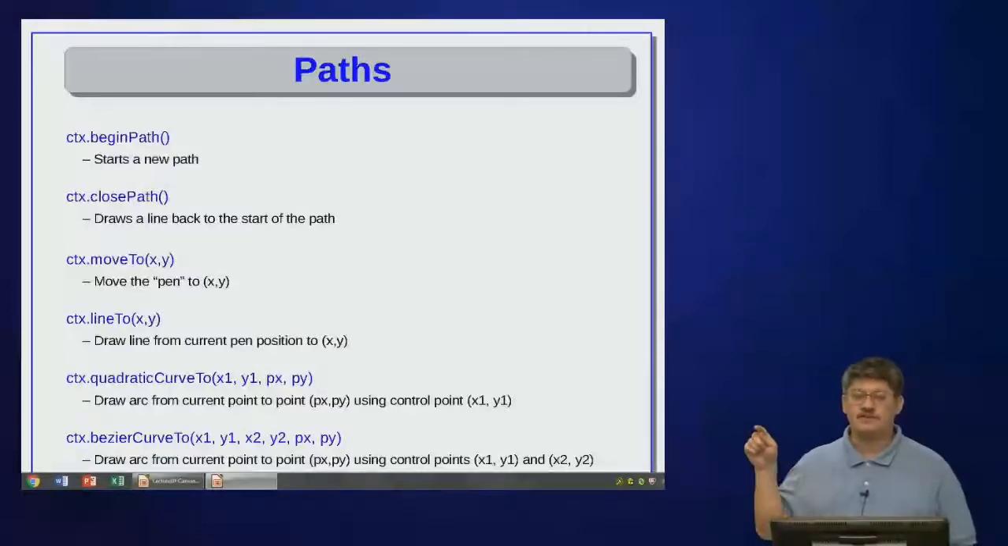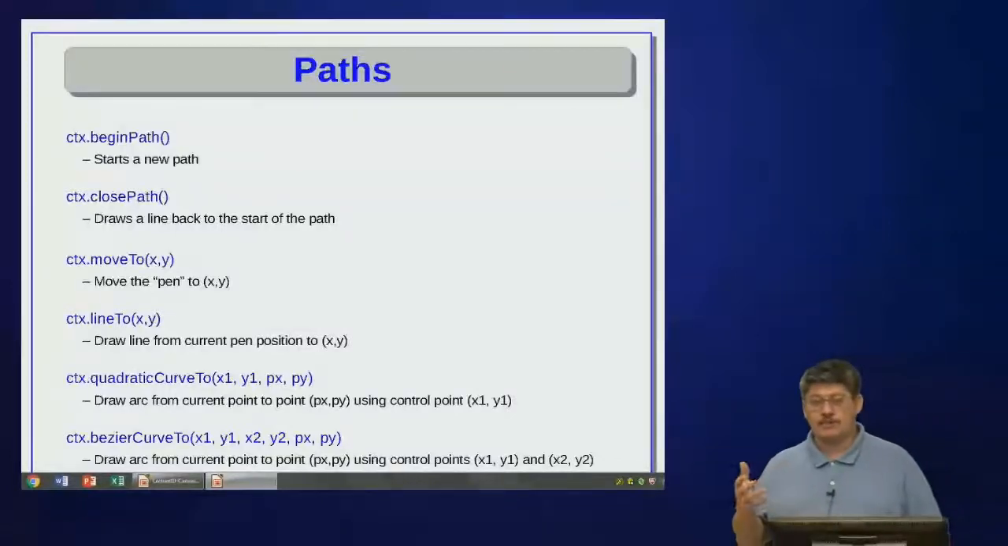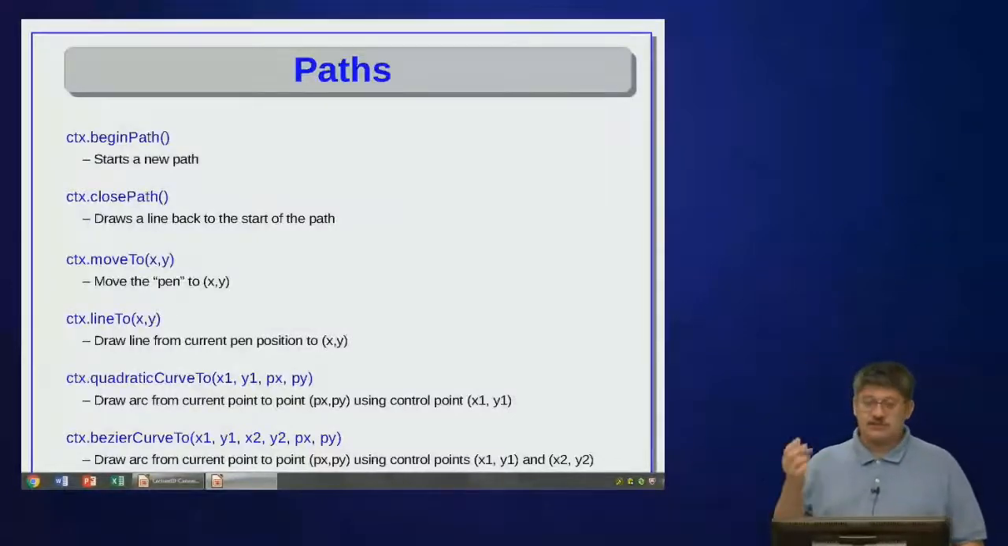I can also draw curves from the current point to a new point. And just as with scalable vector graphics, there's two different kinds of curves, quadratic and cubic Bezier curves, which we just call Bezier curves. And the difference is how many control points they take. A quadratic curve takes one control point. A cubic Bezier curve, or a Bezier curve, takes 2 control points.